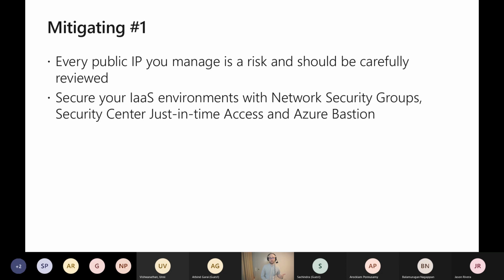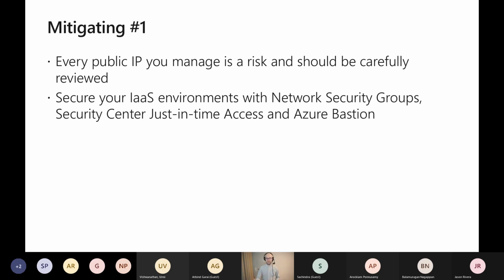If you are dealing with virtual machines and infrastructure as a service environments, you should at the very least start putting on network security groups when you are dealing with Azure. You can put this access control list in. You can use application security groups to group those together. You can use service tags to make your life a little bit easier. At the very least, use these network security groups.